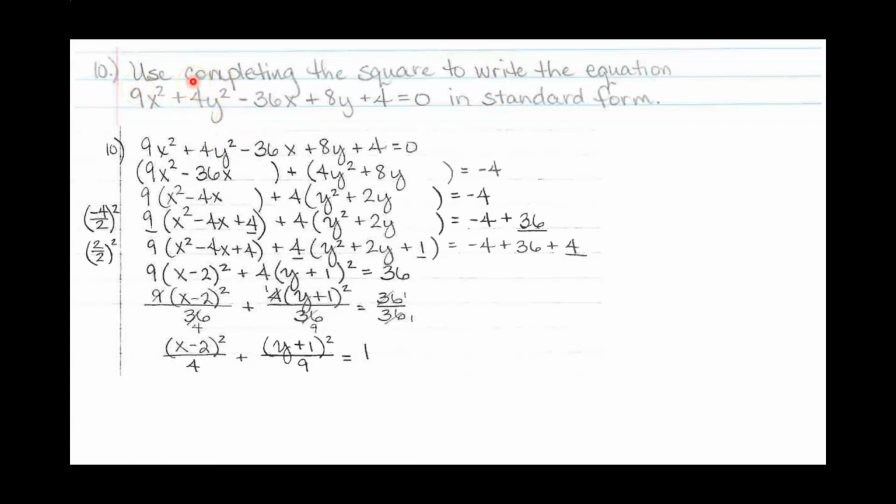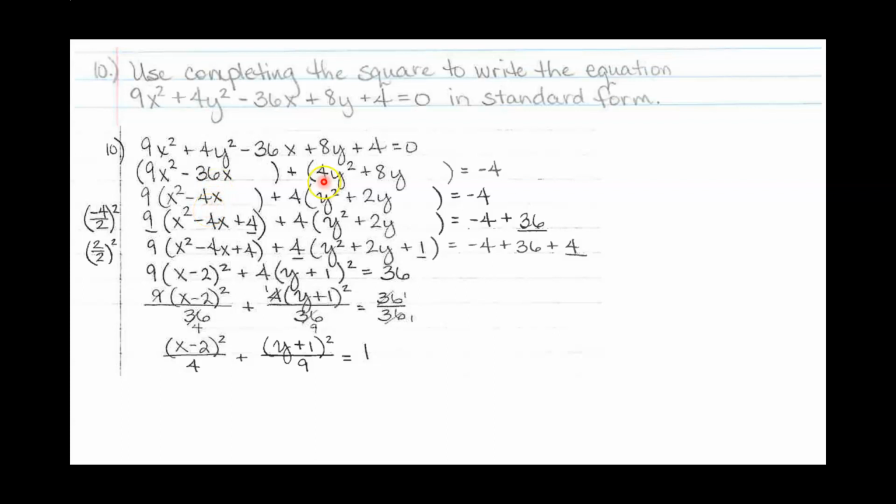So I'm going to start off by getting all of my x terms together. So 9x squared minus 36x. Then get all my y terms together, 4y squared plus 8y. And then move this constant over to the other side. To complete the square, your leading coefficient has got to be 1. So I've got to get rid of this 9, so I'm going to factor it out. If I take 9 out of 9x squared, that leaves x squared. And if I take 9 out of -36x, that leaves -4x.